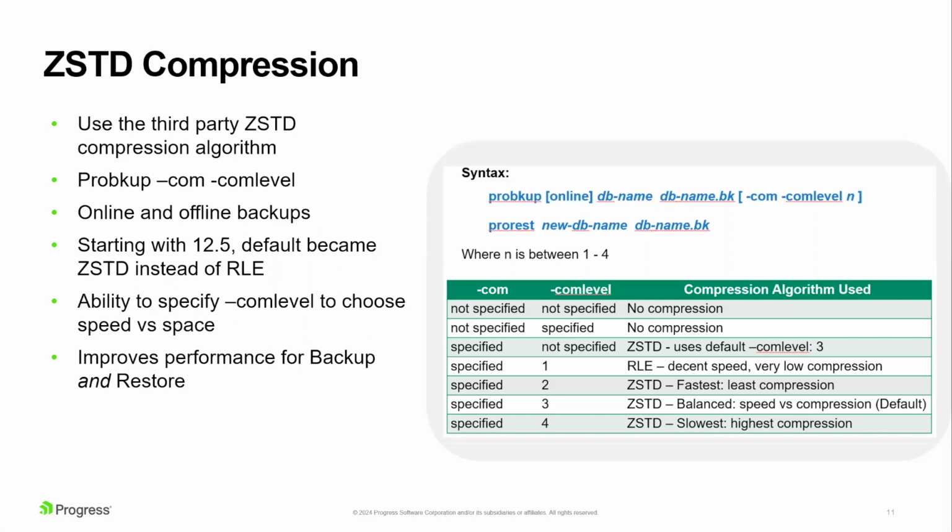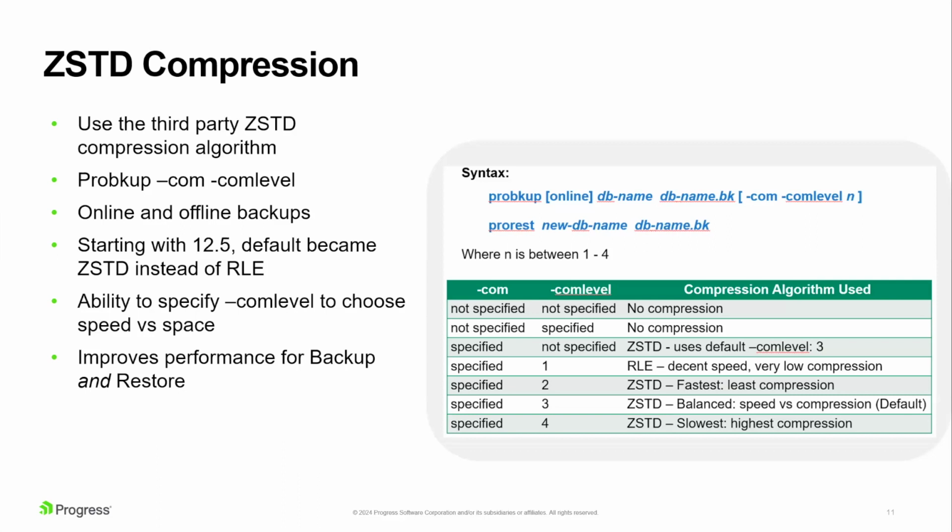This works on online and offline backups. And starting with OpenEdge 12.5, we changed our default to use Zstandard instead of RLE. It's still available if you want it. You have the ability to specify which compression level so that you can balance speed and space. And what we were very interested to learn about this is not only did it improve performance for ProBackup, it also improved performance for ProRestore. That was a surprise and a good one.